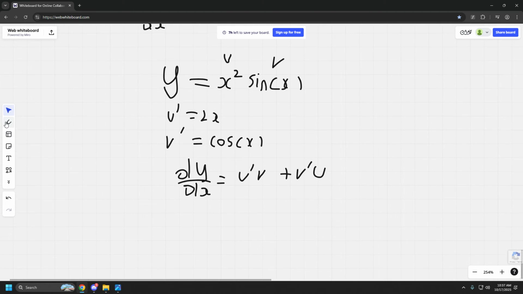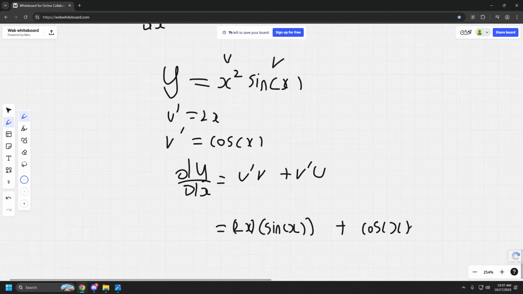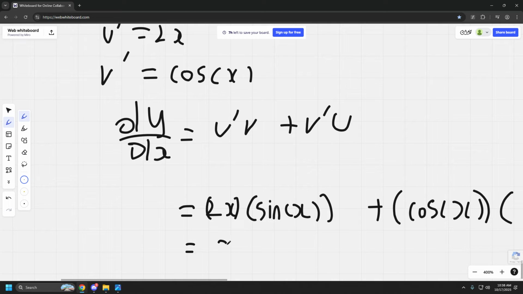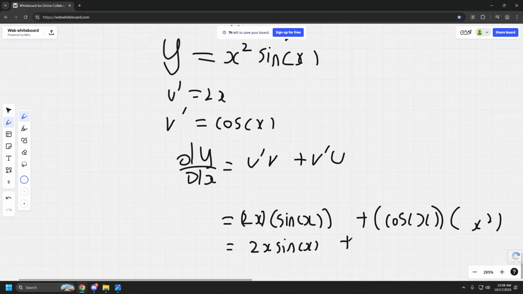So what is u prime? 2x. What is v? Sine x, plus what is v prime? Cos x, times u, which is x squared. So it would be 2x sine x plus x squared cos x. And then you could just simplify if you need to simplify.